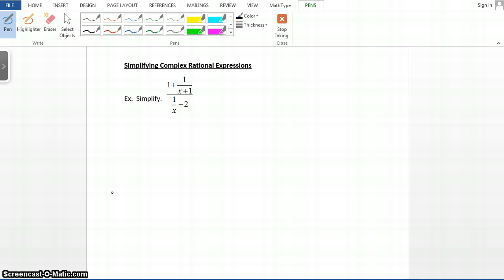You're going to have to somehow get rid of this smaller little denominator and this smaller one also. To do that, what you do is multiply the numerator of the rational expression and the denominator by the least common denominator of these small ones. This small one is x, this small one is x plus 1, so the least common denominator is the product of the two, x times x plus 1.